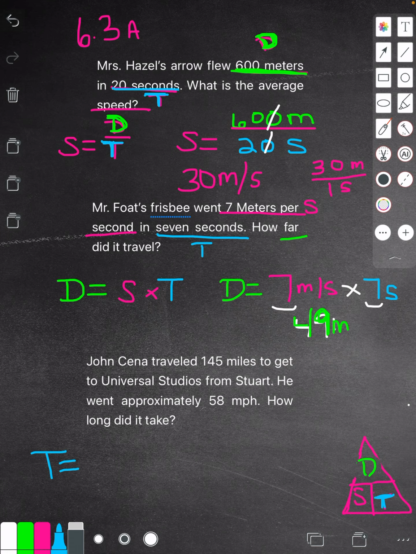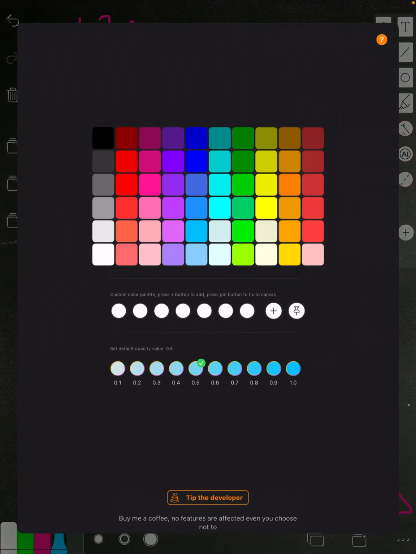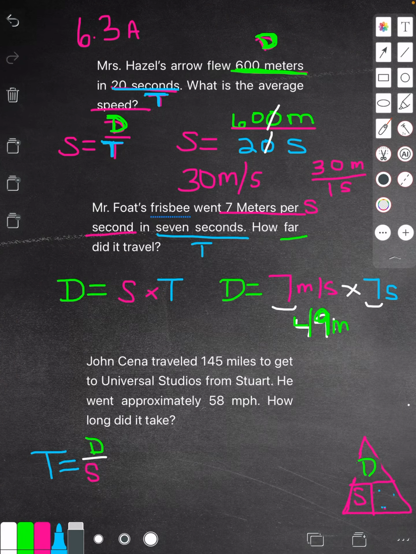All right, so what do we already have in our problem? I'm going to cover up our T. What do we already have in our problem then? That means we must have distance and we must have speed. And if we look over at the triangle, when I cover up time, I am left with distance on top of speed. That means division. Distance over speed, distance divided by speed. All right, so I'm going to go ahead and rewrite my time over here.